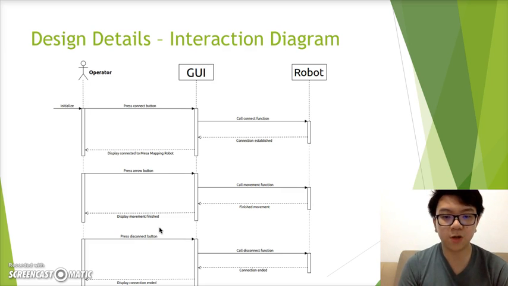It will call a movement function, and when it has finished, we will display that the movement has been finished. It is the same as the disconnect button as well. When we press it, it will call disconnect, and it will close all the ports, and when the connection has ended, we will display it to the user.